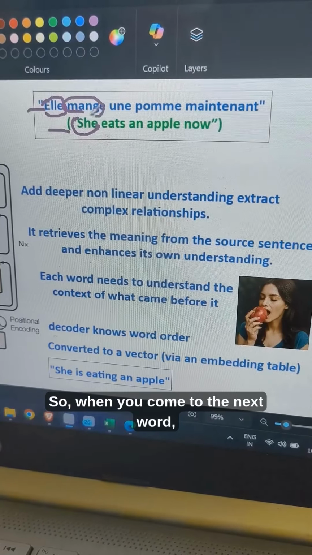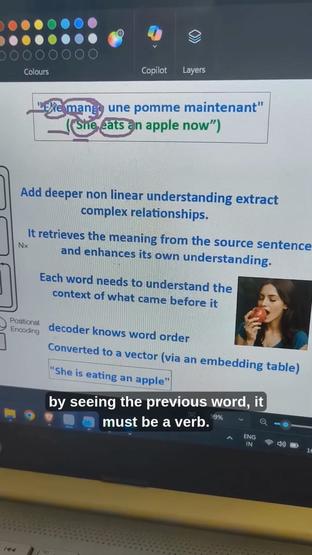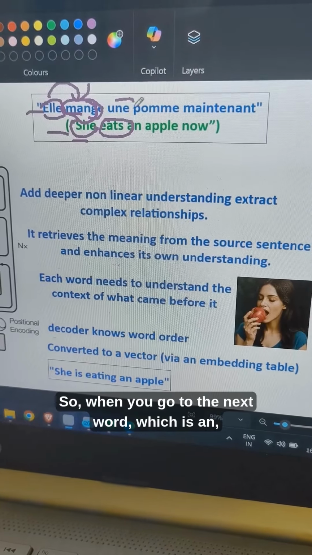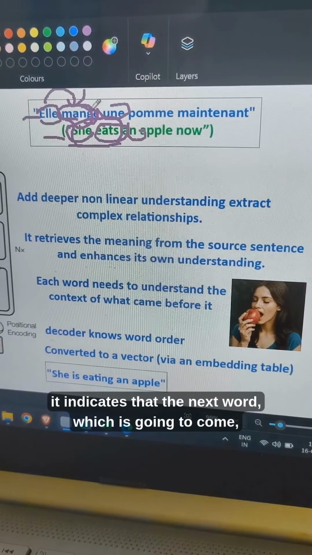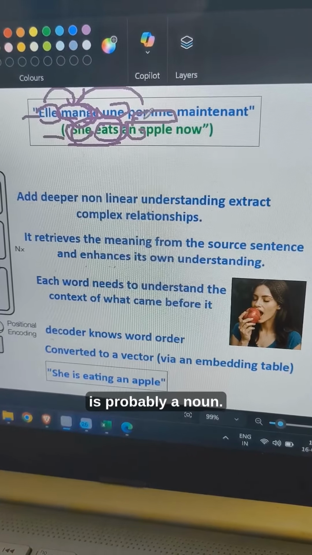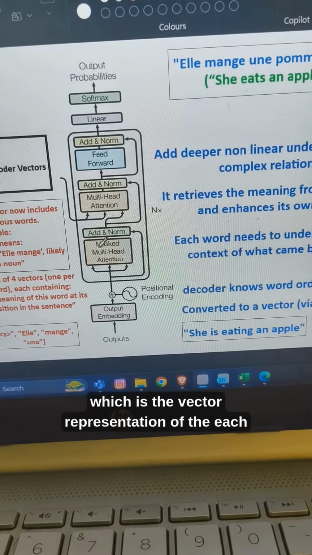So when you come to the next word, you can see that there is a "she". So it indicates that this word, by seeing the previous word, must be a verb. When you go to the next word, which is "an", we see the previous two words, which say "she eats". So it indicates that the next word which is going to come is probably a noun. Everything which I said is updated in the numerical representation, which is the vector representation of each token.